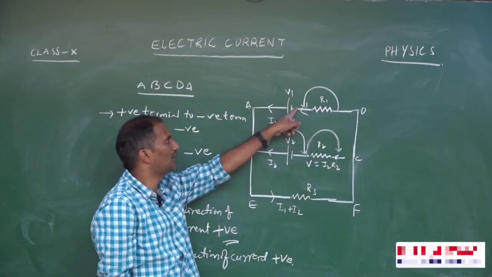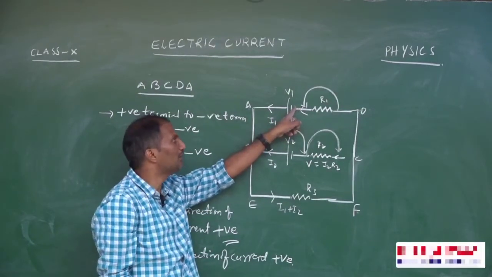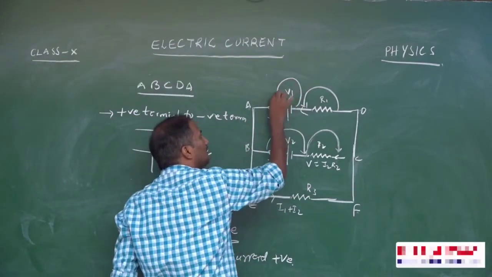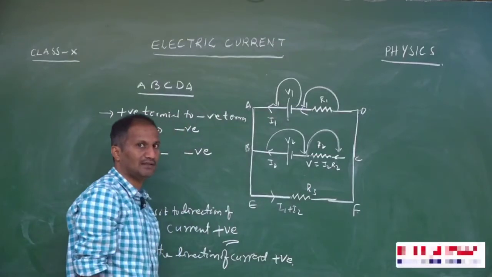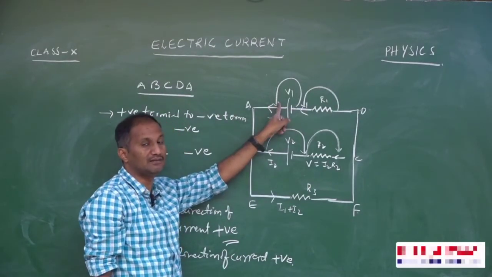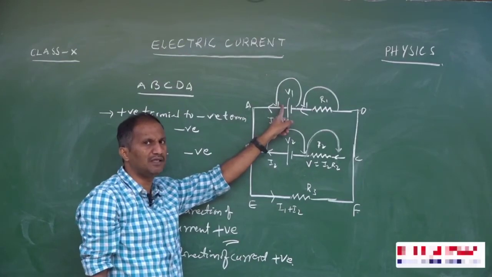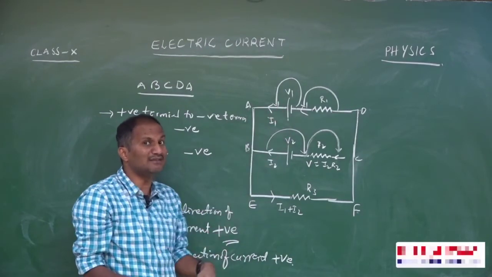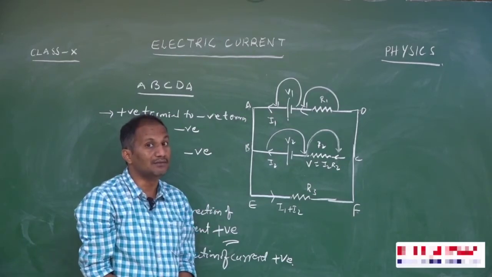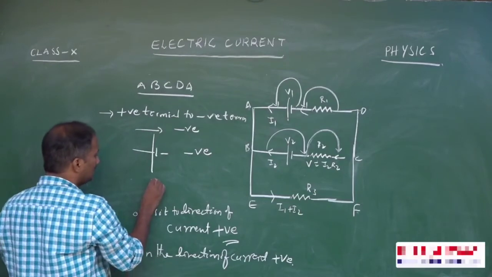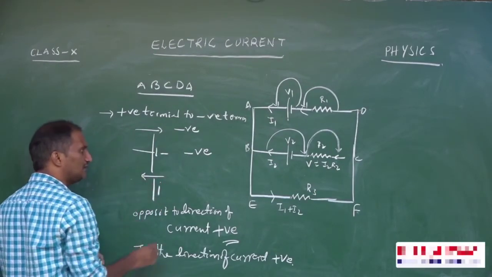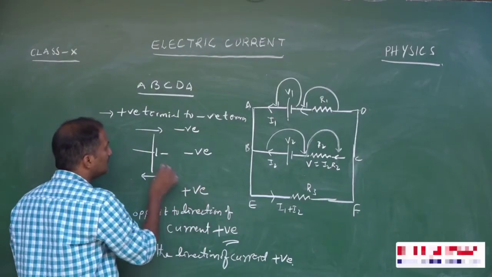Now we have to come across this cell, that is, from the negative terminal of the cell to the positive terminal of the cell. That means we are traveling from low potential region to high potential region, which means we are gaining a certain amount of potential. That is why we can take it as positive. Clearly, we are traveling from low potential region to high potential region, so that can be taken as positive.